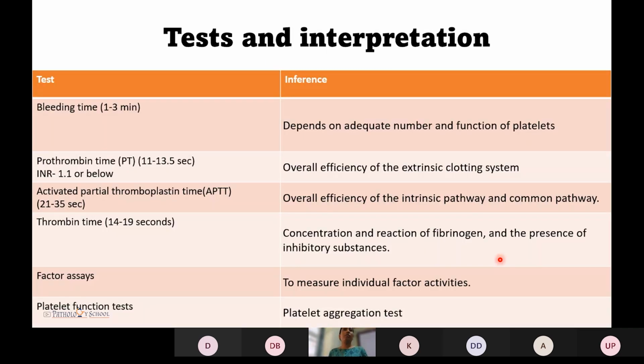There are various tests which are performed routinely in our laboratories to evaluate coagulation disorders. These include bleeding time, which depends upon the adequate number and function of platelets. Then prothrombin time, which shows overall efficiency of the extrinsic clotting system. APTT, that is activated partial thromboplastin time, which shows overall efficiency of the intrinsic as well as common pathway. Thrombin time, which depends upon the concentration and reaction of fibrinogen. Various factor assays to measure the individual factor activities, and various platelet function tests.